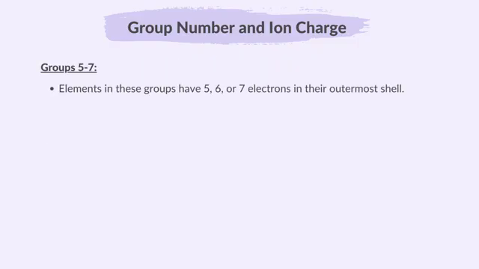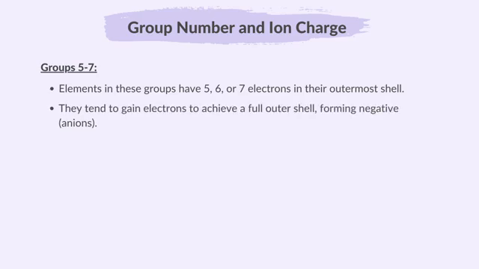Elements in groups 5 to 7 have 5, 6 or 7 electrons in their outermost shell. They tend to gain electrons to achieve a full outer shell, forming negative ions or anions. Remember, in chapter 2, we learned that it is easier for elements to gain electrons than to lose them when they have more electrons in their outer shell.